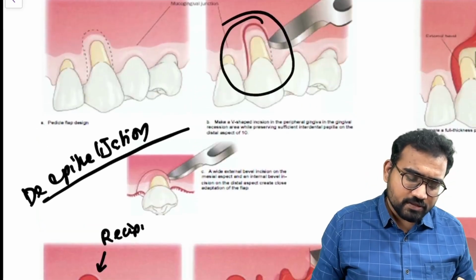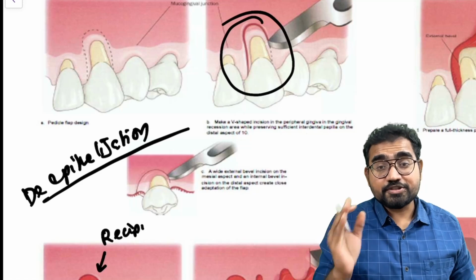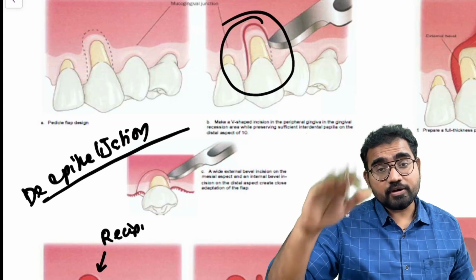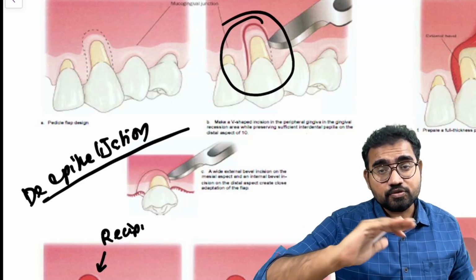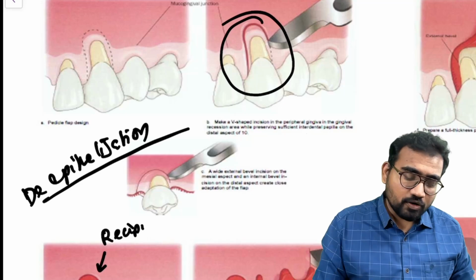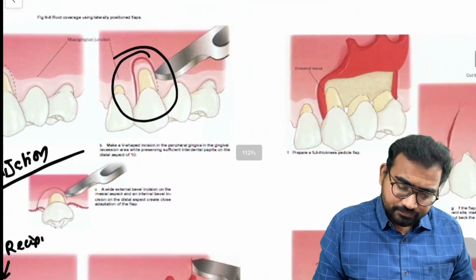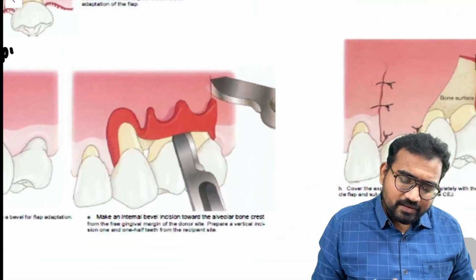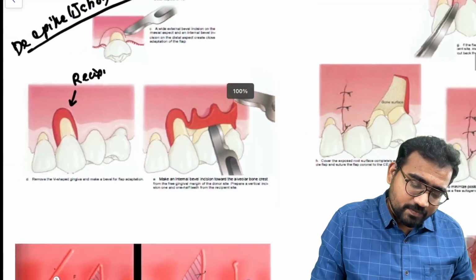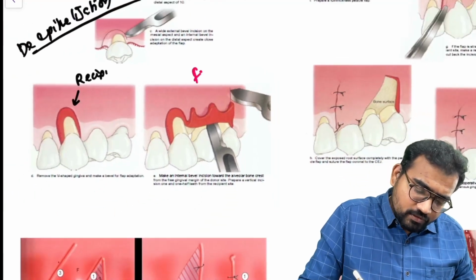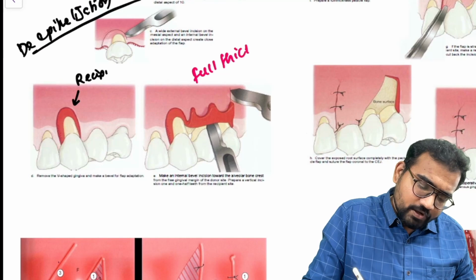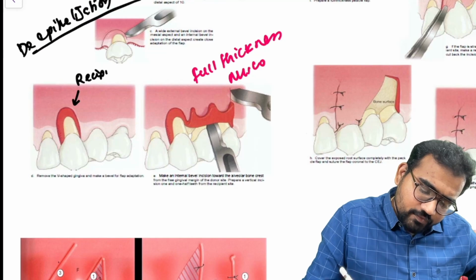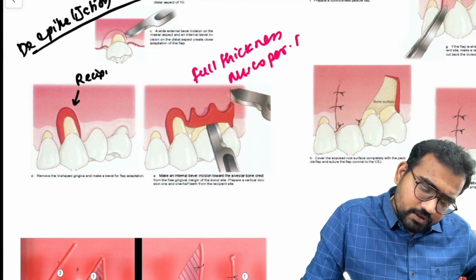First and foremost, we should do thorough root planing and root biomodification agents. The root should be smooth and clean, which is followed by de-epithelialization, and then incision, especially a full thickness mucoperiosteal flap. I'm going to give a full thickness mucoperiosteal flap.